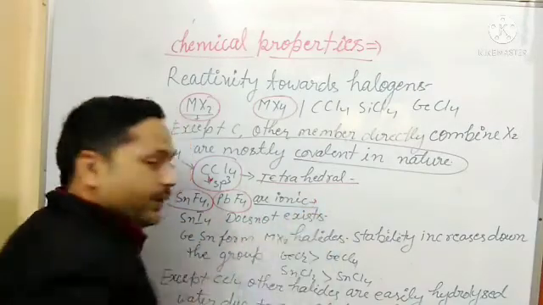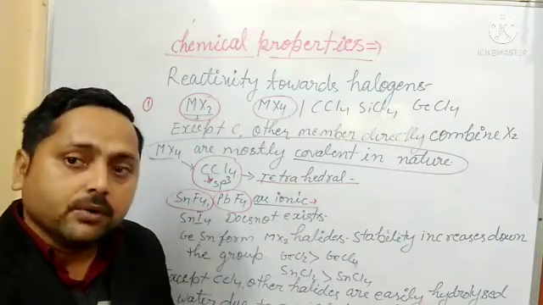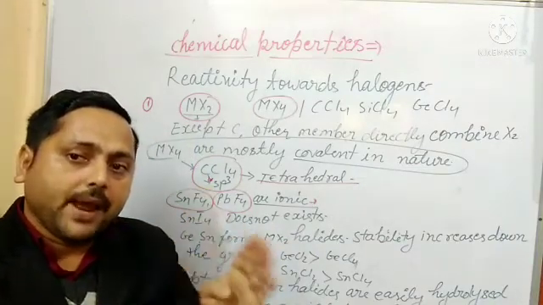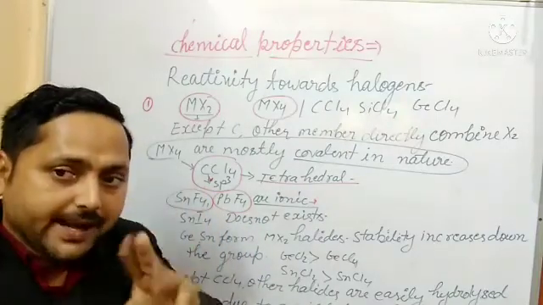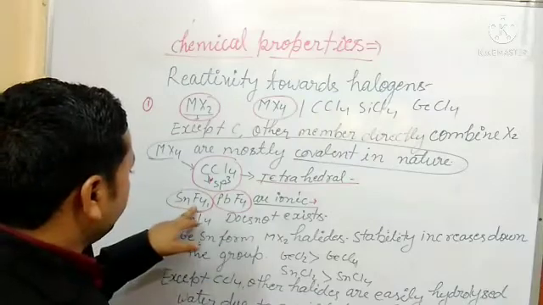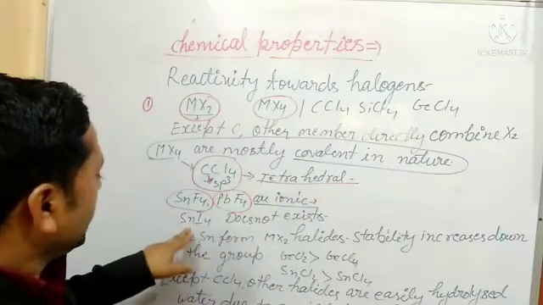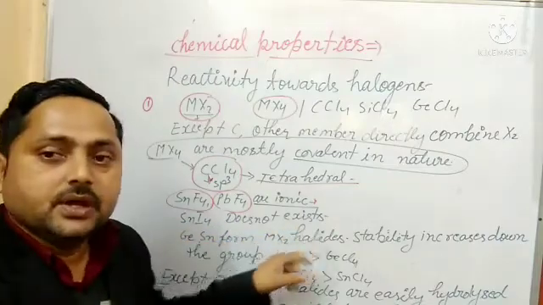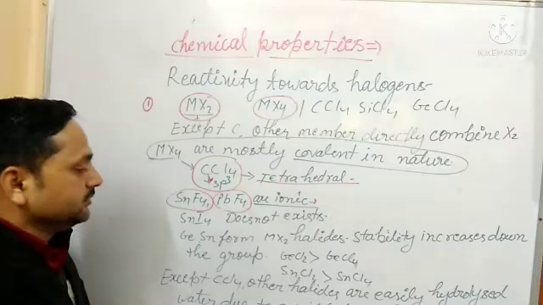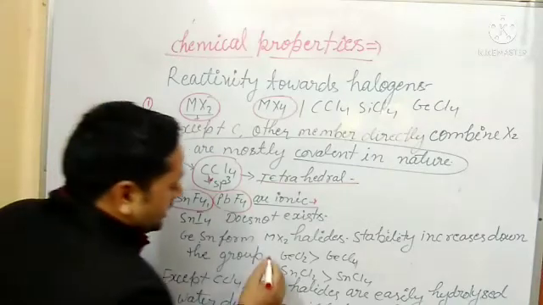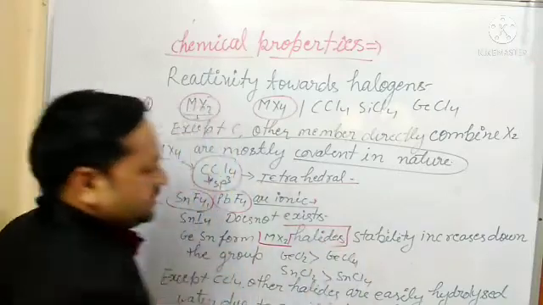Ionic in nature means, in maximum compounds MX4 are covalent in nature, but the exception here is SnF4 or PbF4, which are ionic. SnI4 does not exist. Germanium and tin form MX2. Germanium and tin form only MX2 type of halide.